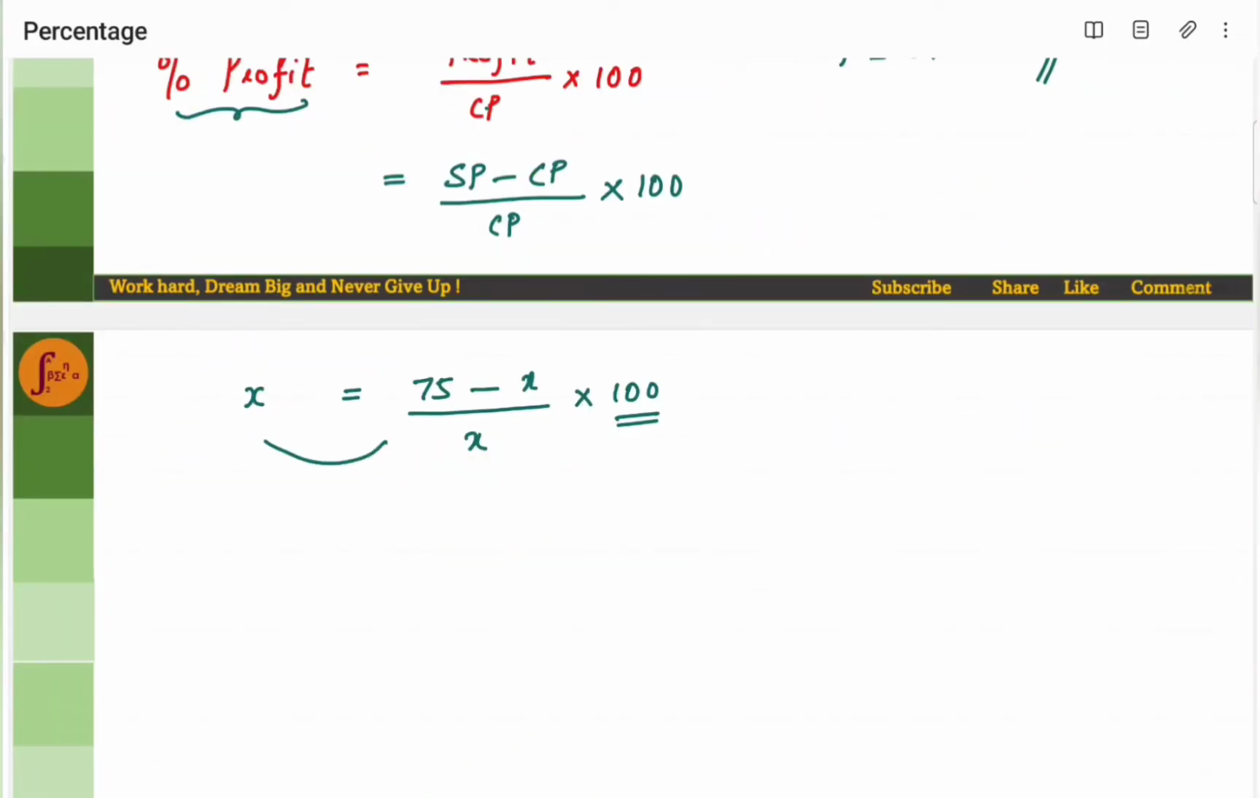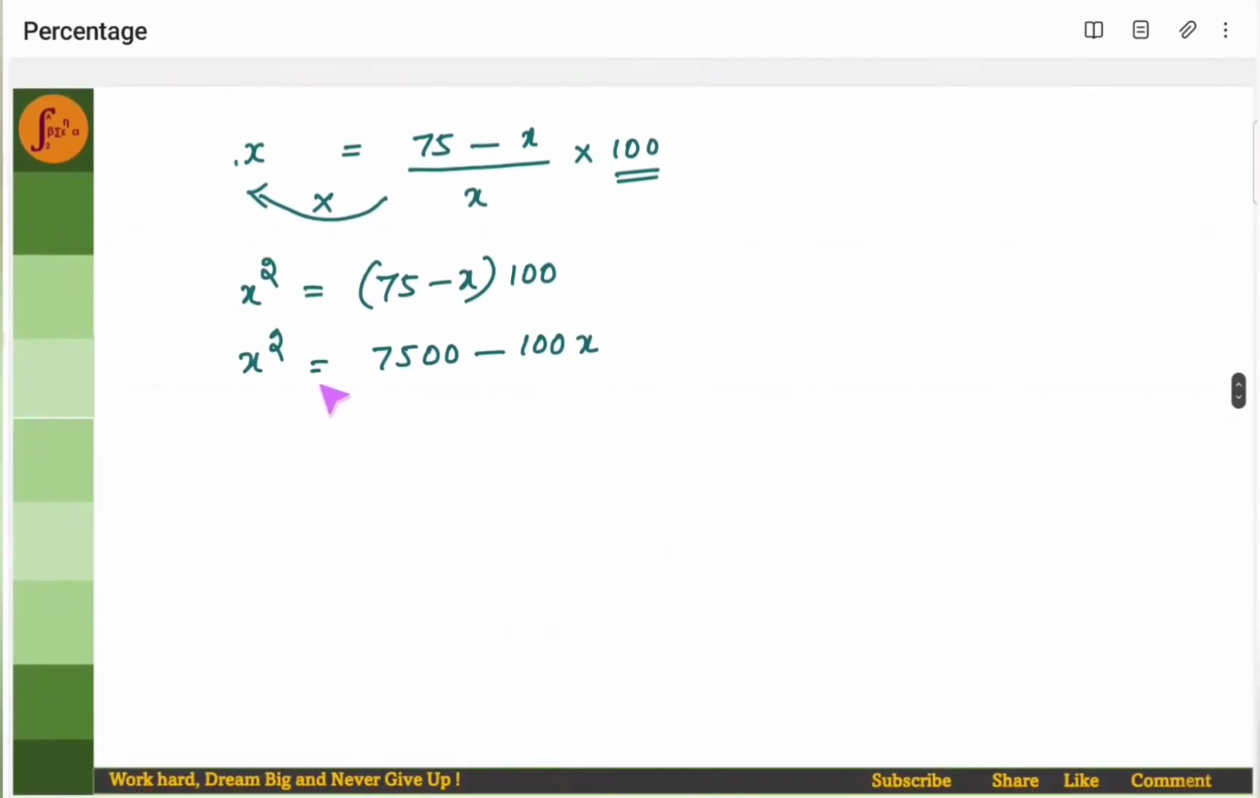So now we'll shift this here. When you shift this here, it's going to be multiplication because it's in the denominator. When you shift it to the other side, it will become multiplication. So it will become X into X, and X into X is X square. 75 minus X into 100 will multiply. 75 into 100 is 7,500 minus 100 into X is equal to X square.